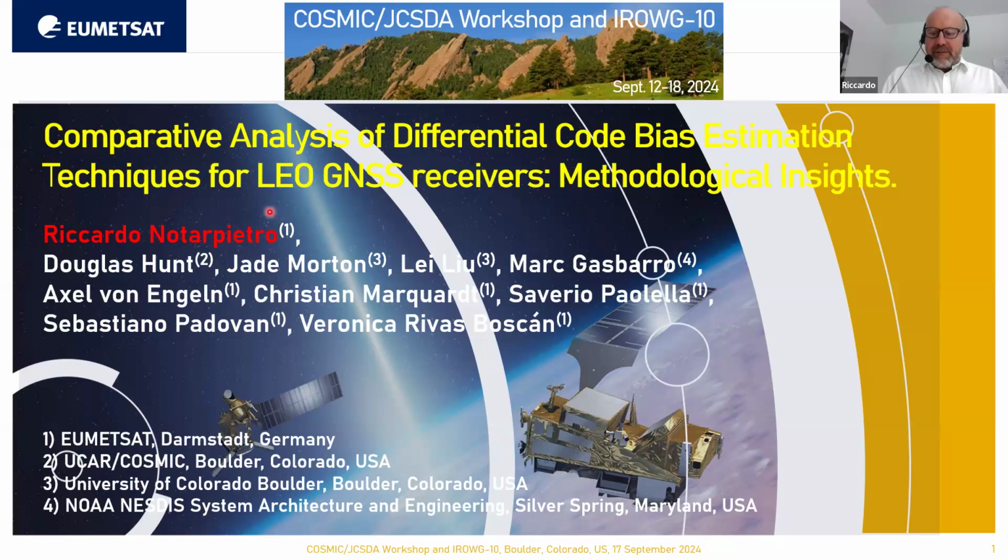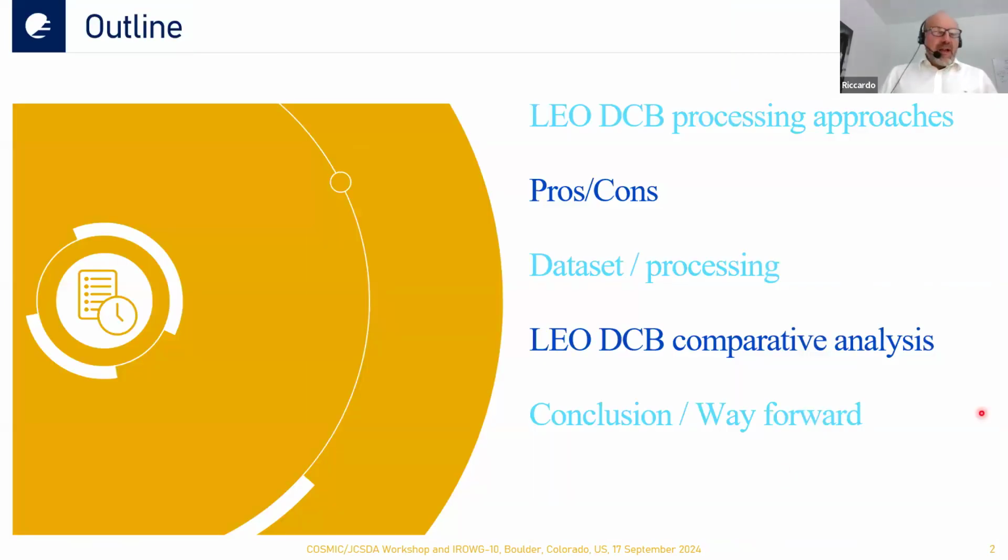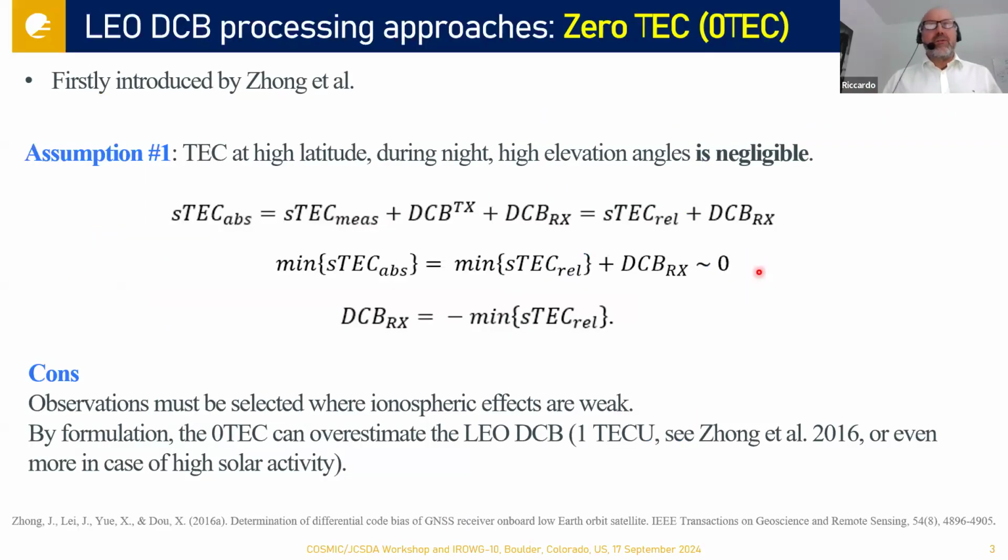Let me go to the outline of my talk. I'm going to present two different techniques for estimating the DCB of the LEO receiver, with the pros and cons for each of them. I'm touching on what I've used as data set and the processing strategies that we have applied. And then I'm going to show you a comparative analysis of the LEO DCB produced by different centers. Then I will move to my conclusion.